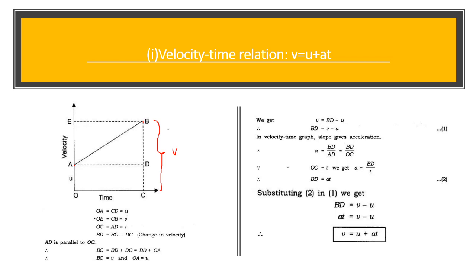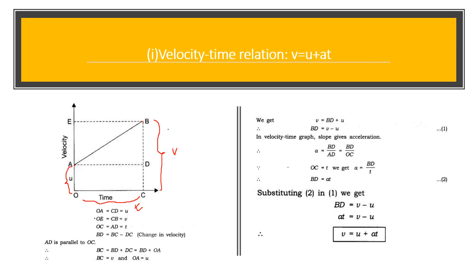From this graph, you can see that initial velocity of the object is U. From O to A, there is an initial velocity called U. Object is moving with initial velocity U. And then it reaches V. You can see in this graph, from B to C, there is a final velocity called V. Initially, it is traveling with U and finally it reaches V. At the time T, time taken is T from O to C. The velocity changes at a uniform rate A.